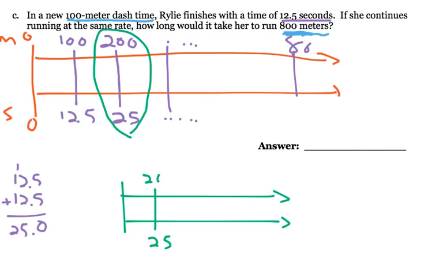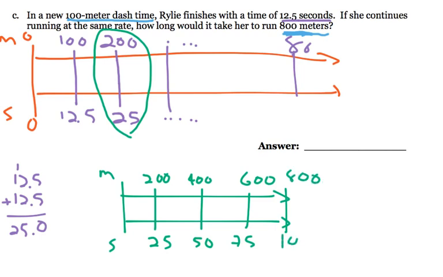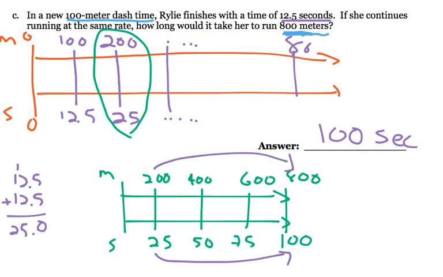So 25 seconds would be 200 meters. 50 seconds would be 400. 75 seconds would be 600. And then 100 seconds would be 800. So the answer to this question is 100 seconds. I'm sure some of you multiplied. I'm sure some of you noticed that there's an equation that you could write here, which I think is S times 8 equals the meters. So hopefully, using one of those strategies, you came up with this answer.